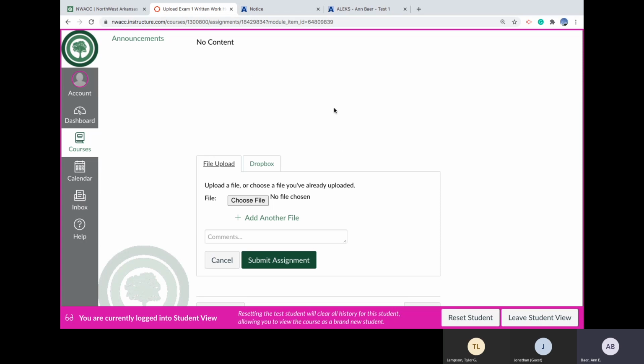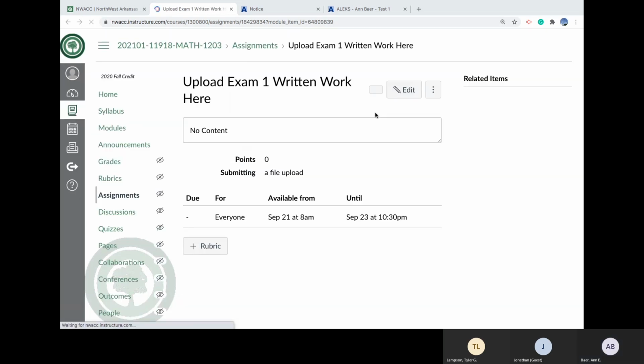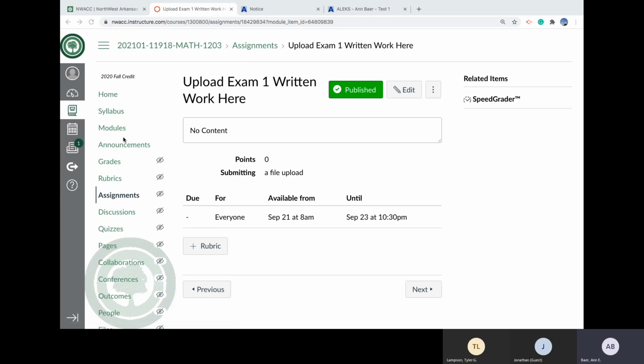There's great markup tools in Canvas, so I shouldn't have any problem with those. I practiced using those earlier this semester. So let's leave the student view. So the point is you go to modules to upload your written work. So let's see if I need to talk about anything else in terms of the announcements.